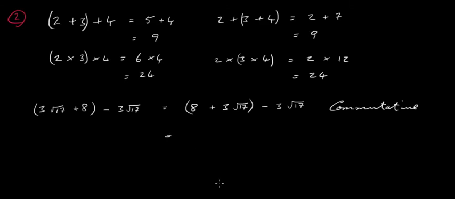Okay, so let's look at what we can do now. Well, looking at the associative property then, the one we've just done, here we can move these brackets. We've got addition and subtraction here, so we can actually move the brackets over here. So we have 8 plus 3 root 17 minus 3 root 17, so we can put these two together now, and this is our associative property.